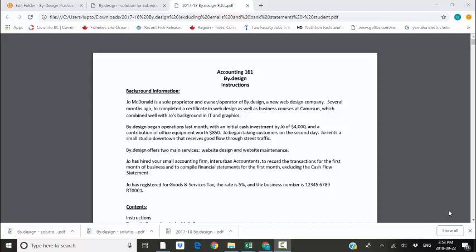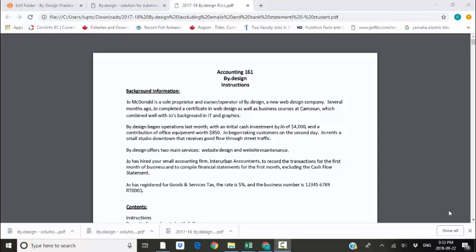So, we're the accountants. Our client is Joe McDonald, who's a sole proprietor and owner of bydesign, a new web design company. Several months ago, Joe completed a certificate in web design as well as business courses at Camosun, which combined well with Joe's background in IT and graphics. Bydesign began operations last month with an initial cash investment by Joe of $4,000 and a contribution of office equipment worth $850. I'll stop there.